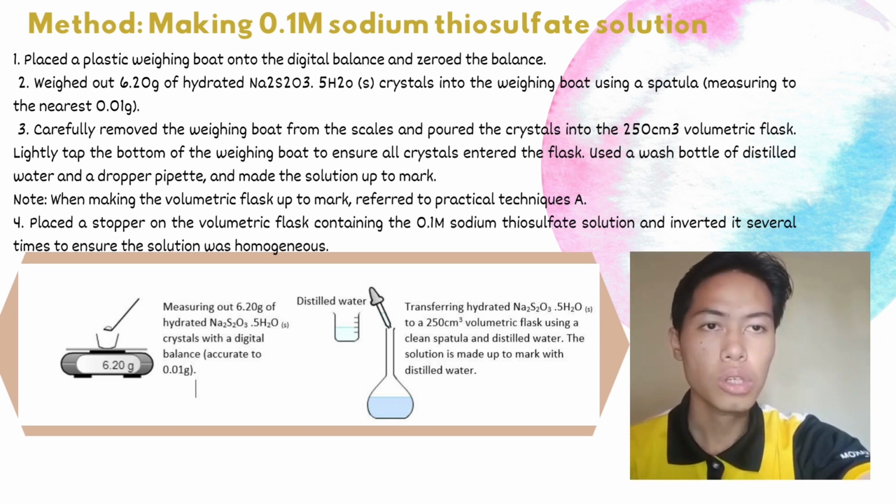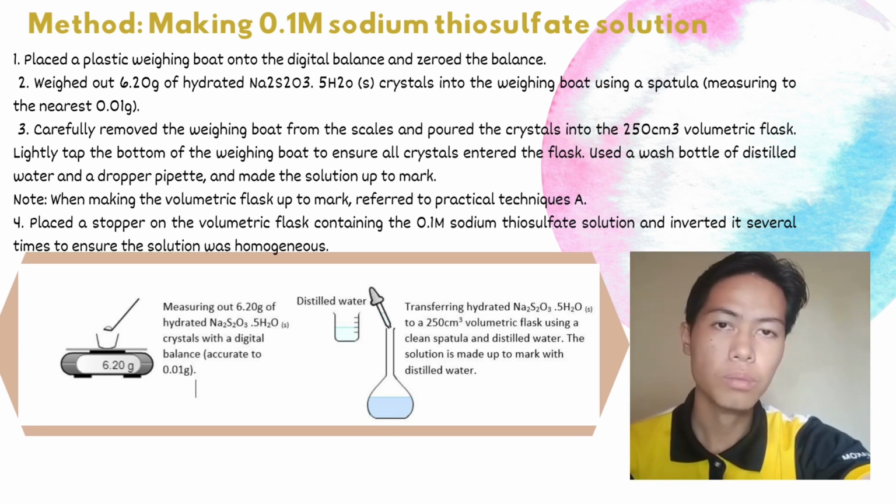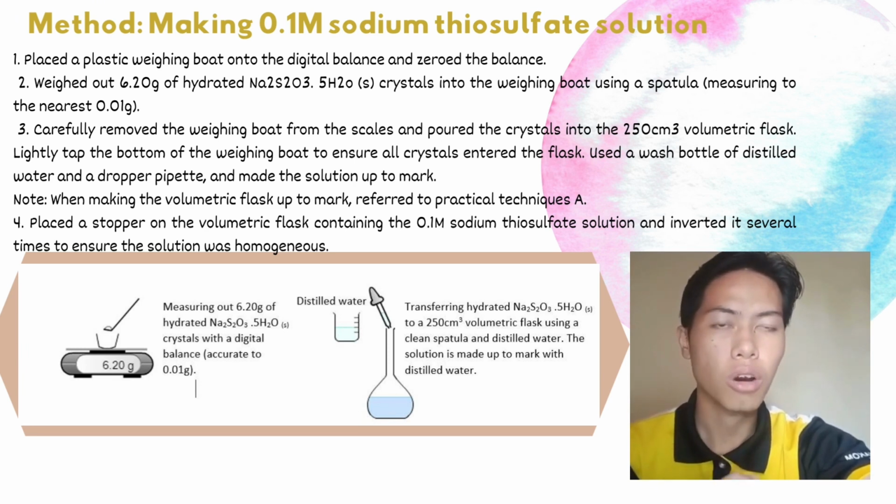Use a wash bottle of distilled water and a dropper pipette and make the solution up to the mark. Place a stopper in the volumetric flask containing the 0.1 mol sodium thiosulfate solution and invert it several times to ensure the solution is homogeneous.